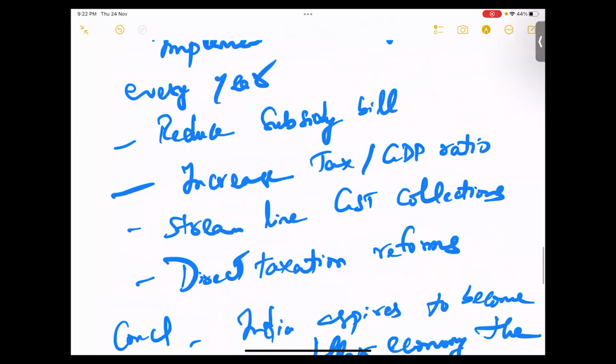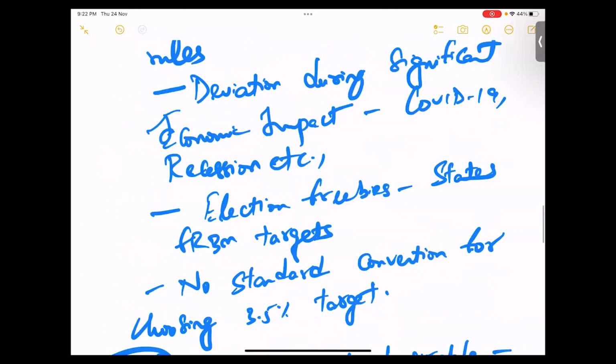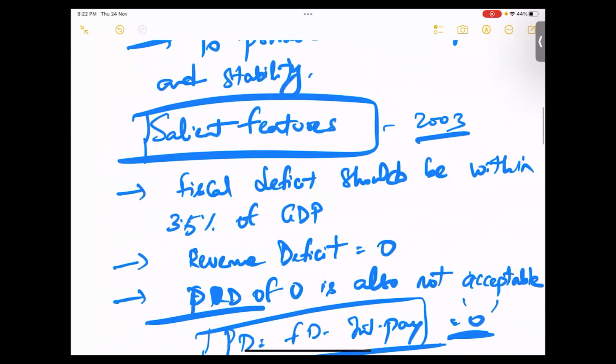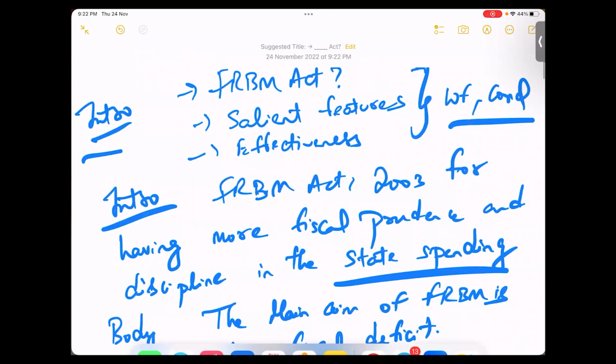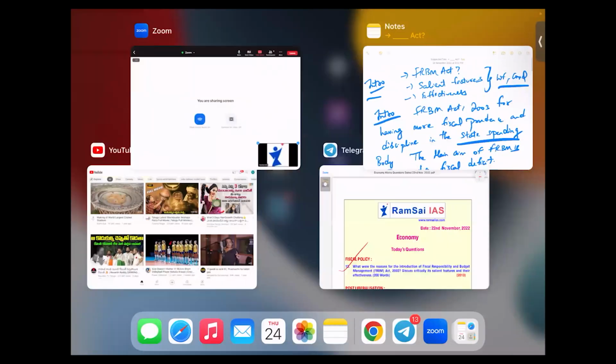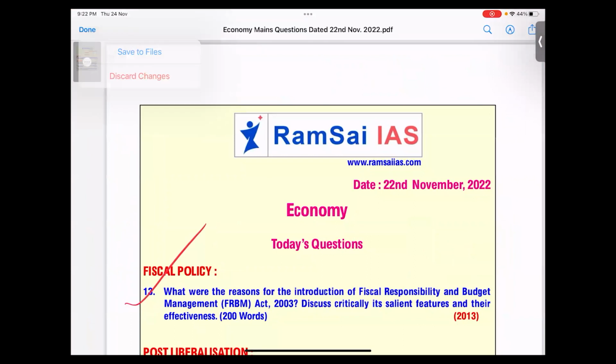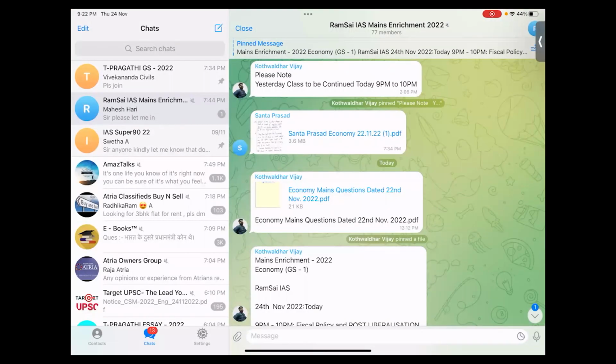Yes, sir. So it's a very big answer, a lot of points. Based on the demand of the question and the number of marks it has been awarded, you pick up some of the important points and write. Okay.